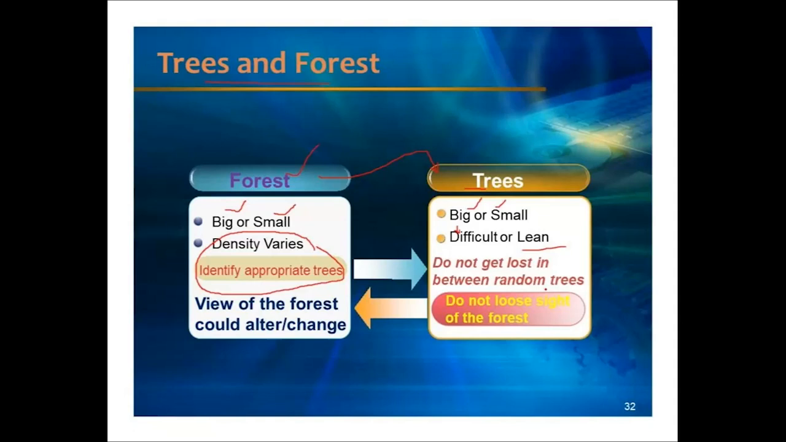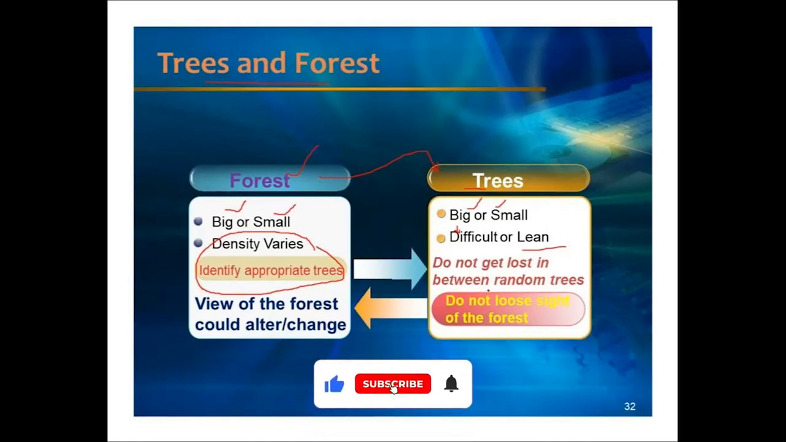Don't keep thinking maybe this one or maybe that one, maybe this, maybe that. Don't be confused. Don't lose sight of the forest. Sight of the forest means what? Once you enter into the forest, you have to be careful from where you came in, because again you need to return back, right?